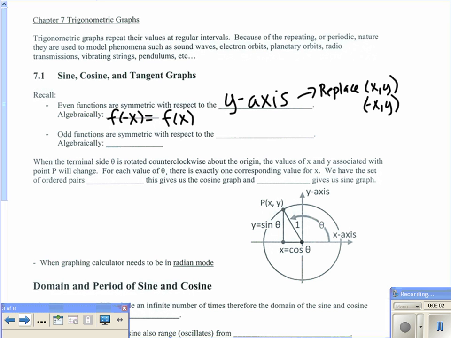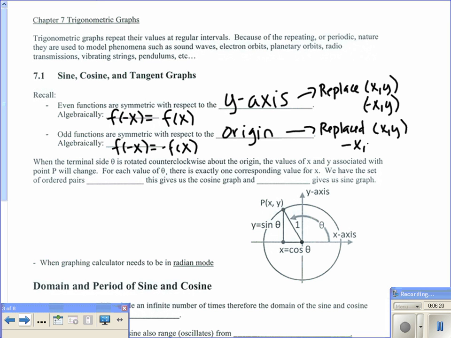For odd functions, we have symmetry with respect to the origin. And algebraically, f of negative x is equal to the negative of the function. And for origin symmetry, remember we replaced x and y with negative x and negative y.